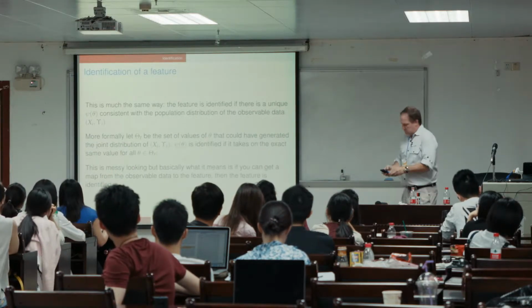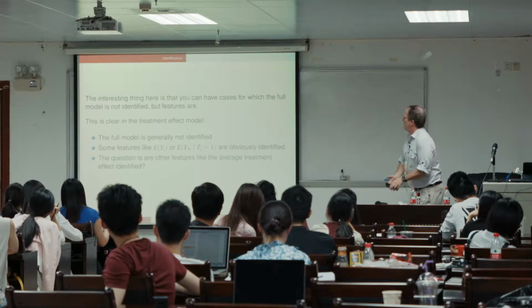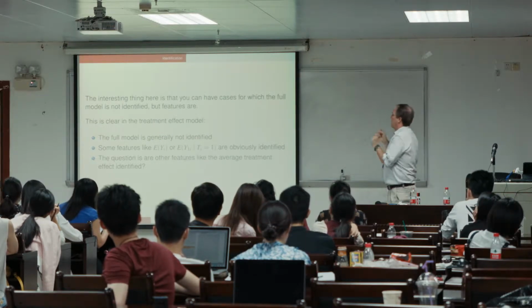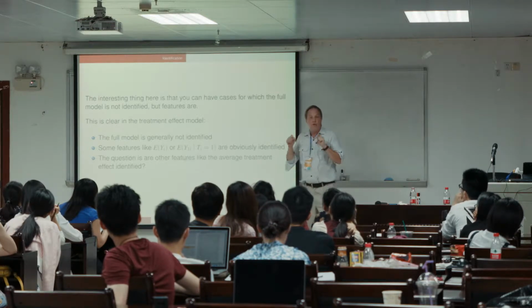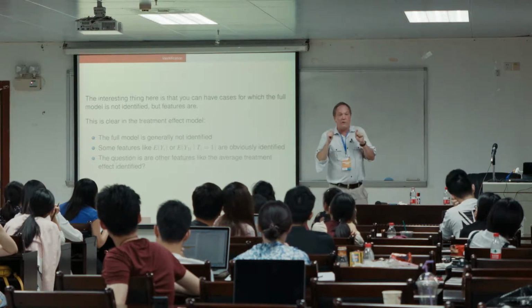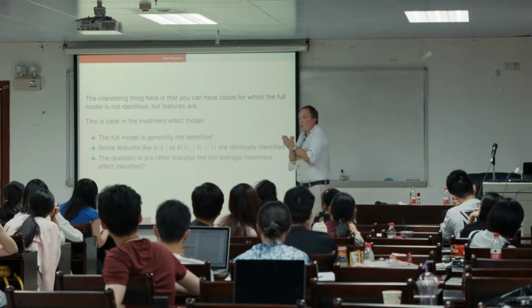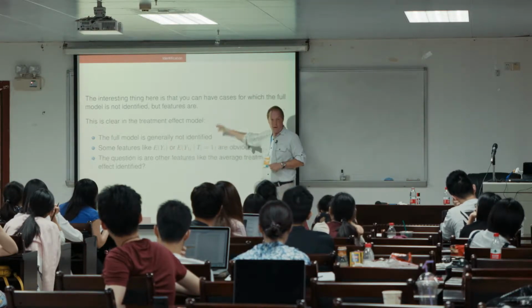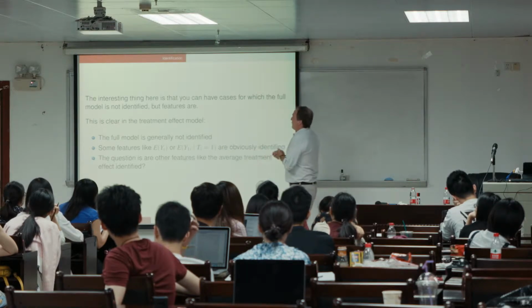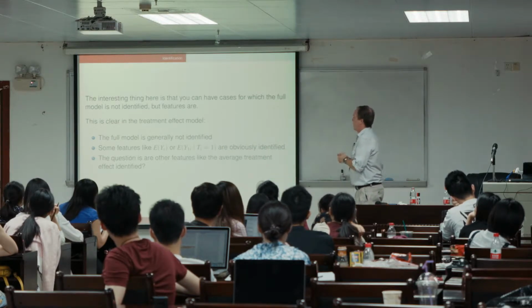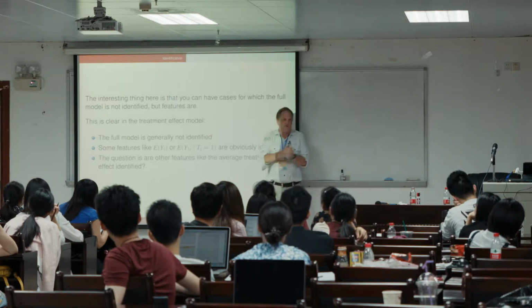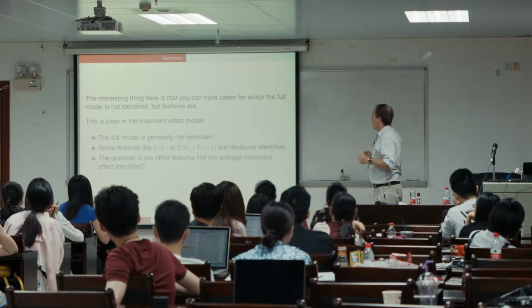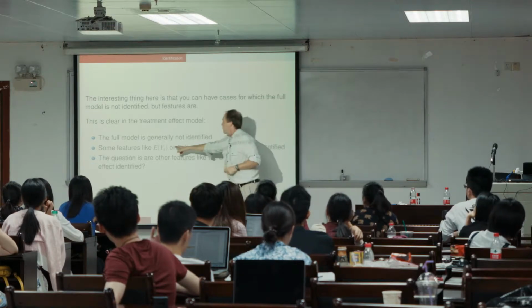The interesting case here is we have lots of examples. It's easy to come up with examples where the full model is not going to be identified, but features of the model are going to be identified. And it's going to be easy to see in the treatment effect model that, as I said before, the full model is generally unidentified. Generally, you can't identify the full model. Some features of the model are trivial to identify.